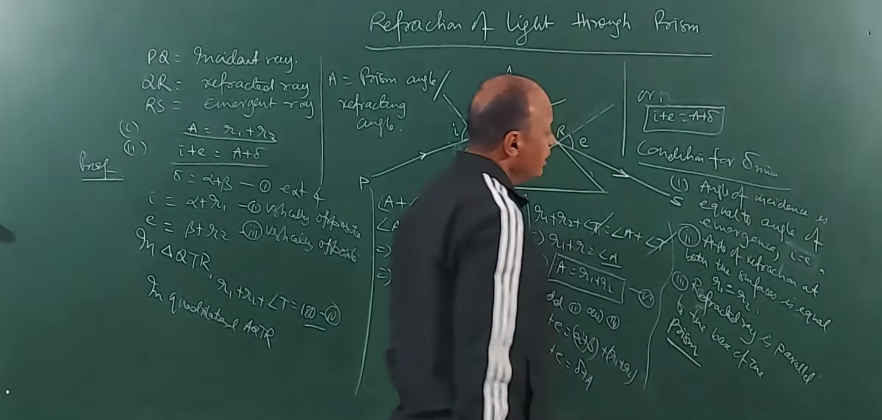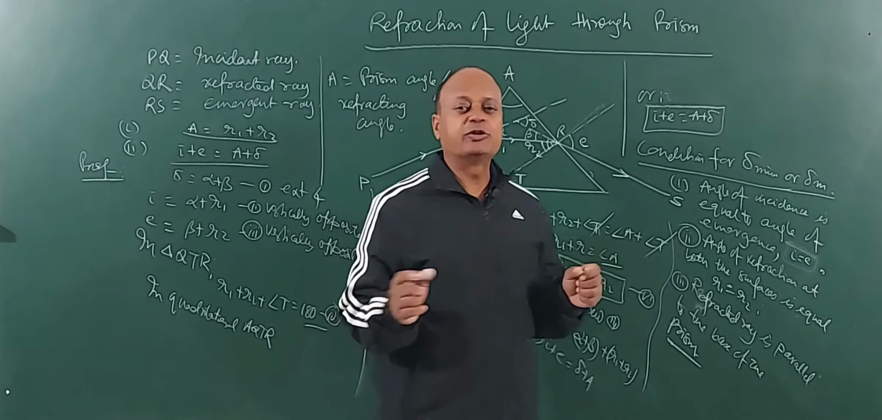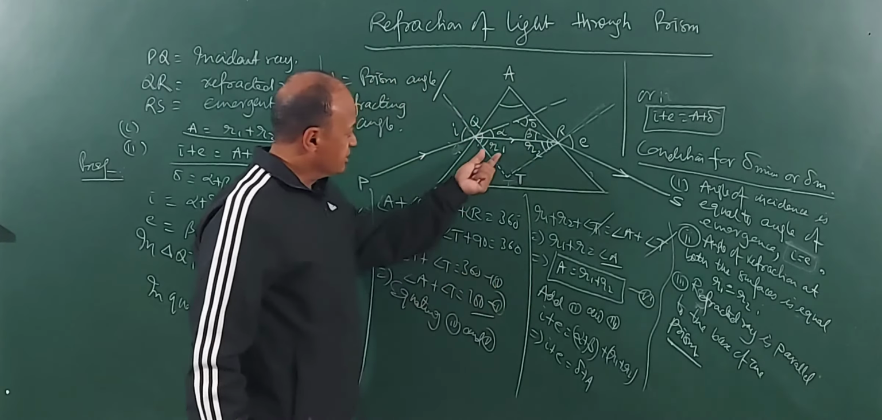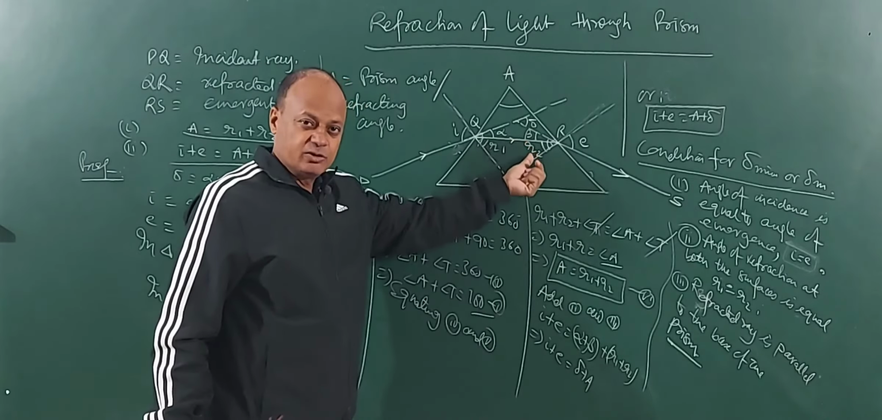So, children, these are the three conditions for angular deviation to be minimum. Angular deviation is written as delta minimum, or simply delta m. There are three conditions. One: angle of incidence should be equal to angle of emergence. Two: angle of refraction at both surfaces should be equal, meaning if this is 30 degrees, this will be 30 degrees, R1 is equal to R2. And three: the refracted ray is parallel to the base of the prism, meaning this ray QR should be parallel to the base. So these are the three conditions for angular deviation to be minimum.